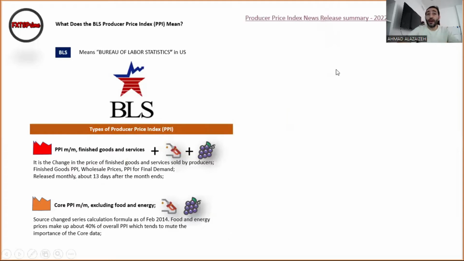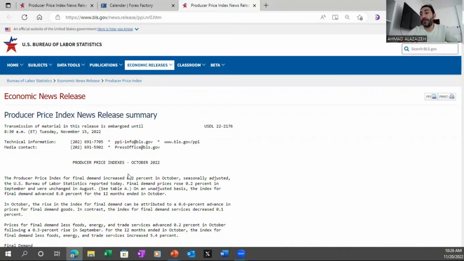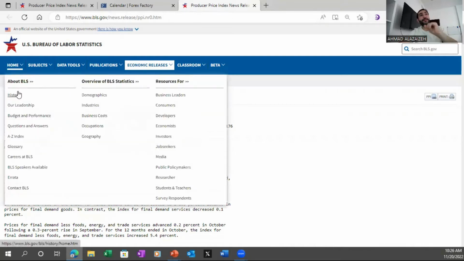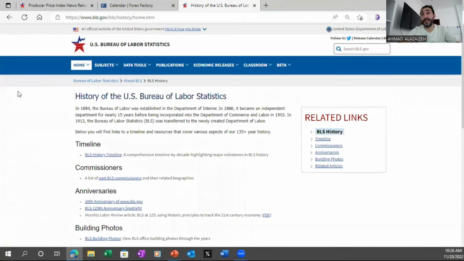So let's understand now what the producer price index means in detail, and let's go to the website. So guys, this is the producer price index, and let's go initially to the historical data of this office. You can see that the Bureau of Labor Statistics is an office located in the US, and it is part of the US Department of Labor now. And you can see that this office was established in 1884, then was transferred to the Department of Interior, then finally it became part of the Department of Labor in the US.